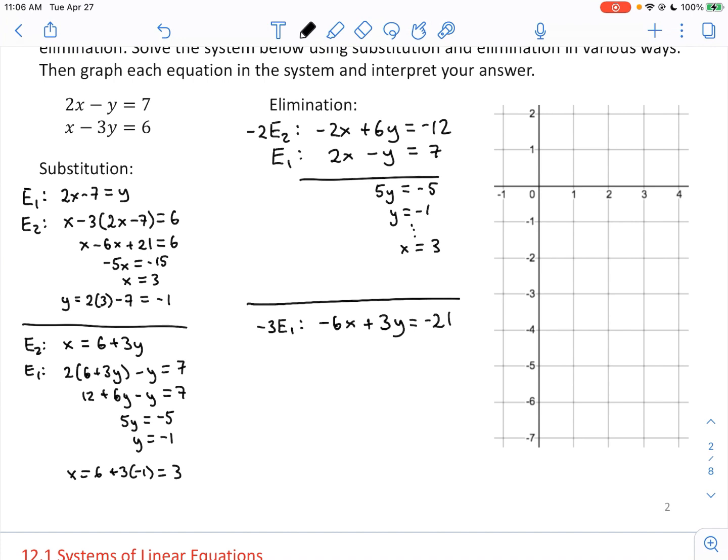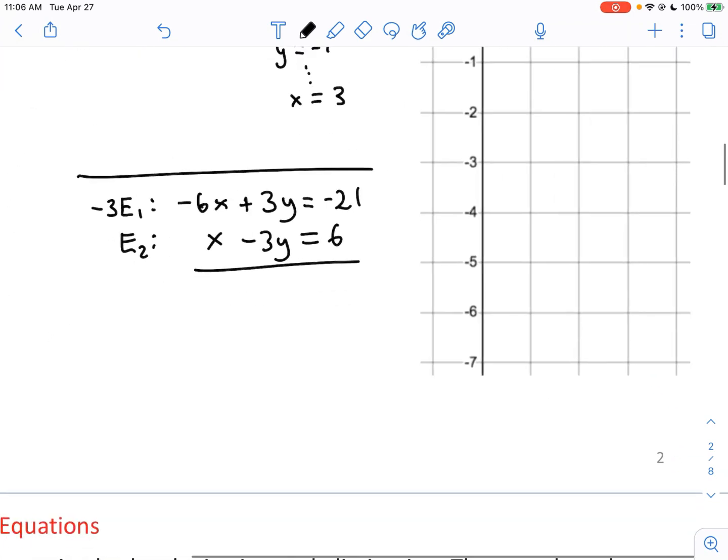And then the second equation, I don't need to change. Equation 2, we'll leave it as x minus 3y is equal to 6. Add the two equations together. We get negative 6x plus x is going to be negative 5x. The y's do cancel, and negative 21 plus 6 is negative 15. And then divide both sides by negative 5, we get x equals 3. Plug x equals 3 into either equation, solve for y, you'll get negative 1.